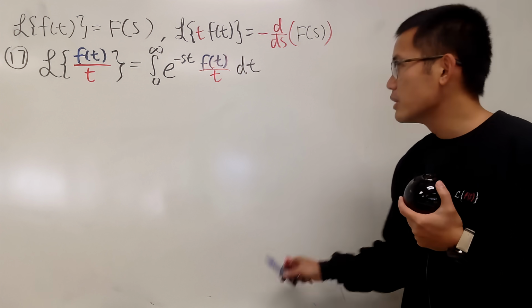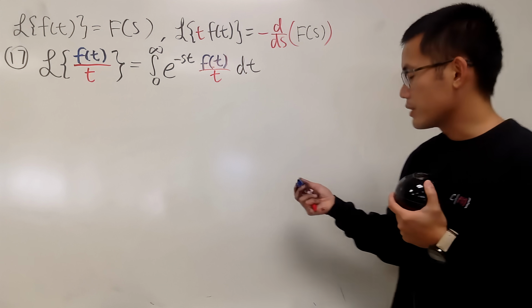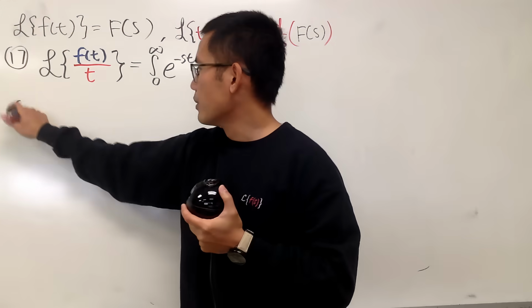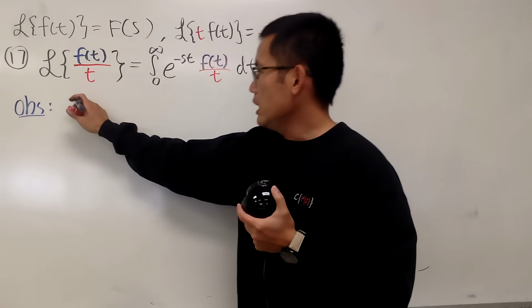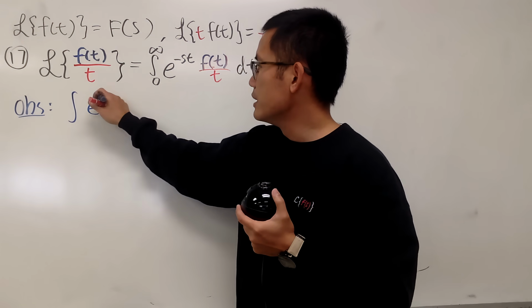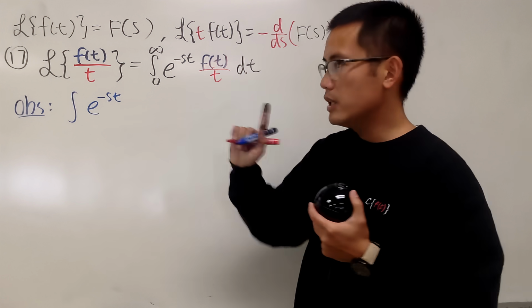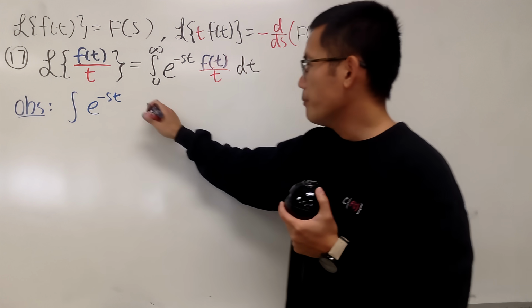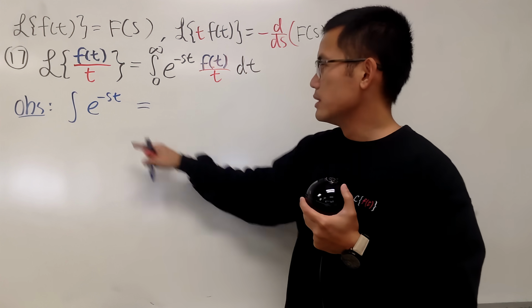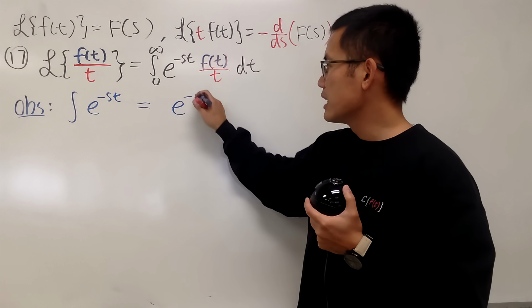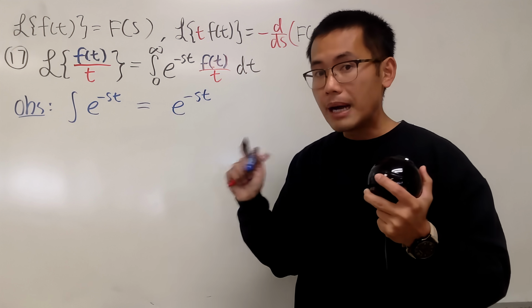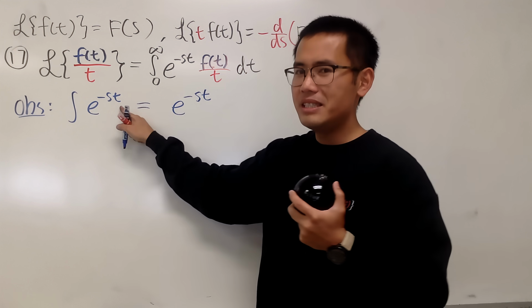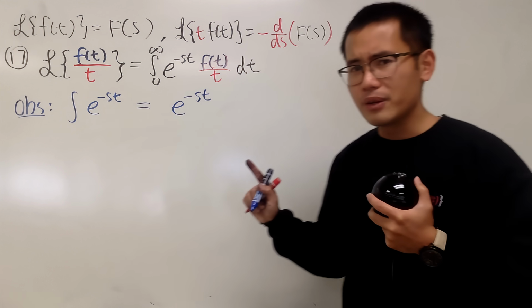And perhaps let's do the following. Let me put this down right here. So first, put down some observation, right? If we integrate e to the -st, just integrate this part. Well, what's the answer for this? This is going to be e to the -st. That works. That's great. But the reason I have put down dt or d whatever, it's because of the following.